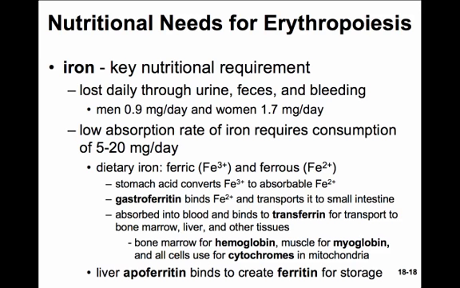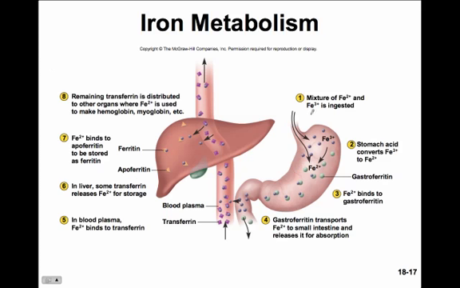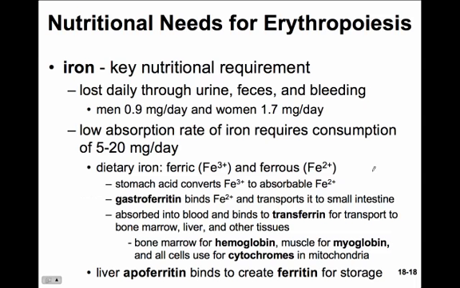Dietary iron is ferric, or Fe3+, and ferrous, Fe2+. Stomach acid is going to convert ferric iron into ferrous iron, which is absorbable. So that means we ingest a mixture of both ferric and ferrous iron. The stomach acid will convert any of the ferric iron into the absorbable form of ferrous iron.